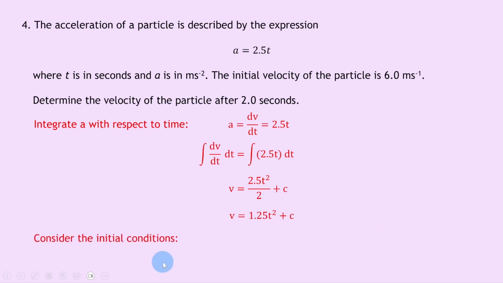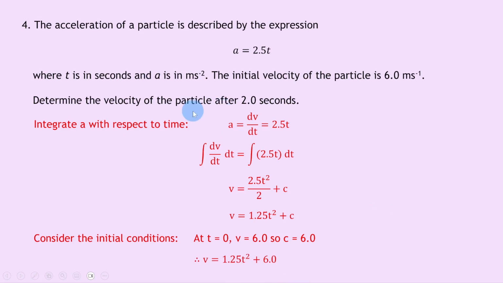Next we need to consider the initial conditions, and this just means what happens when time t equals 0. Well, we can say that at time t equals 0, remember we were told the initial velocity of the particle is 6.0 meters per second. So that means we can say v equals 6.0, so therefore if t equals 0, then c will equal v, and therefore c must equal the 6.0. So therefore we can rewrite this statement as v equals 1.25t squared plus 6.0.